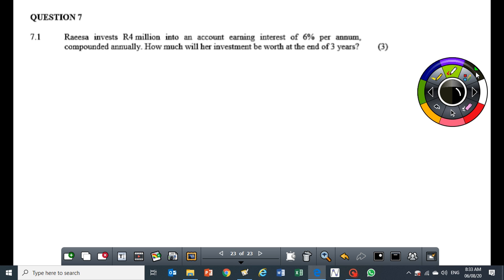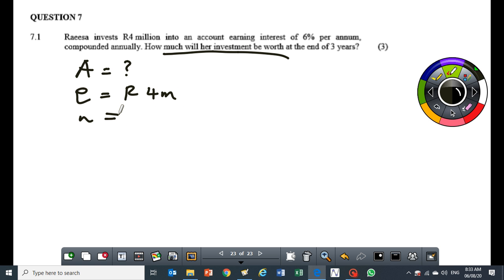All right. So first thing, you need to know what's your A. That's the one you want to calculate because you want to know how much will the investment be worth after 3 years. Then the amount which was invested, 4 million. Then your n is 3 years because the interest is compounded annually. And your i is 6%, which is 0.06.